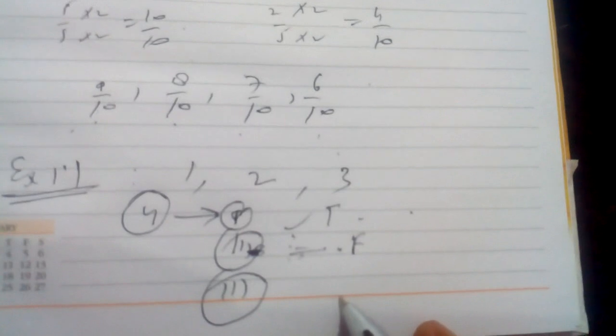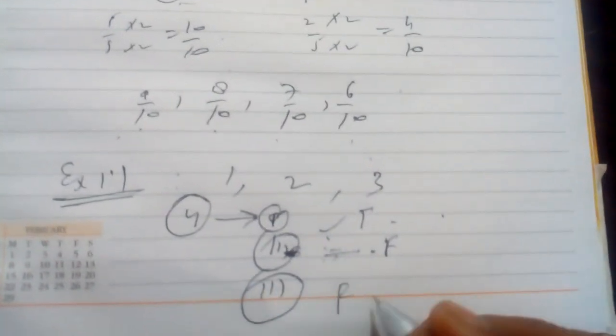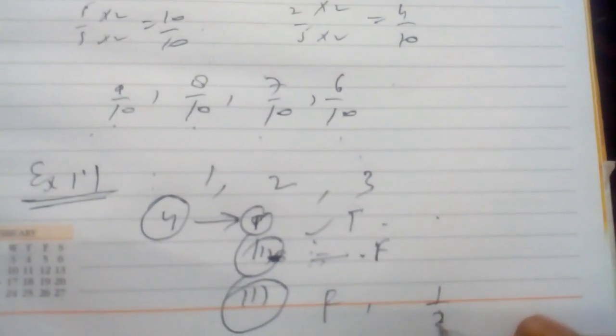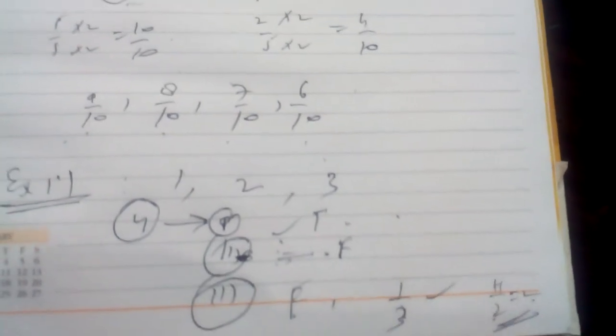And the last one is given: every rational number is a whole number. It is also false. Why? Because 1 by 3 is a rational number, but it is not a whole number. If it is 4 by 2, then it is equal to 2. So it is a rational as well as a whole number. But every rational number is not a whole number. That's why it is also false.